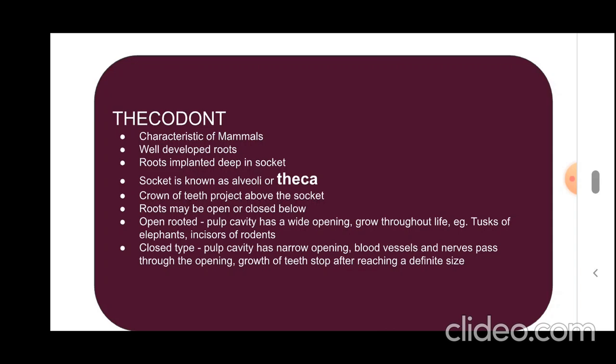Here the pulp cavity is wide open and the teeth grow throughout life, like tusks of elephants, and certain rodents have open rooted incisors. In elephants they grow to a large size, but in rodents they do not grow very large because the growth is kept in check by gnawing food.